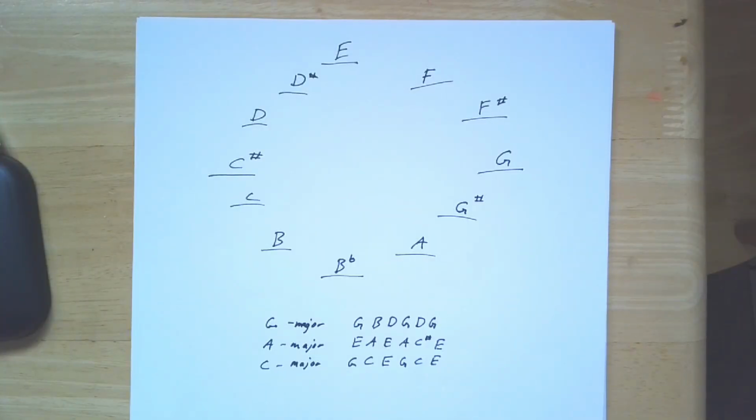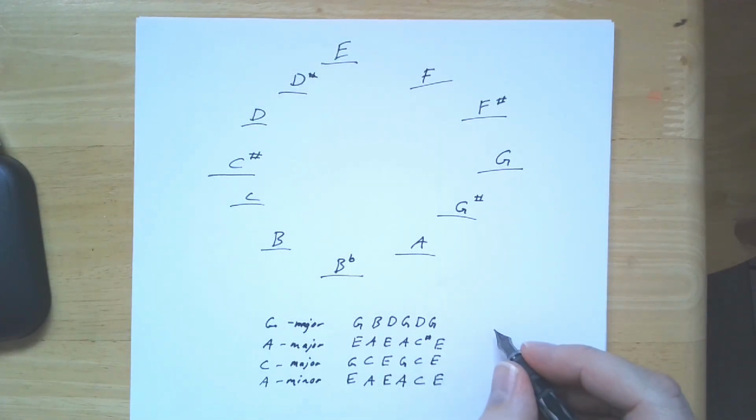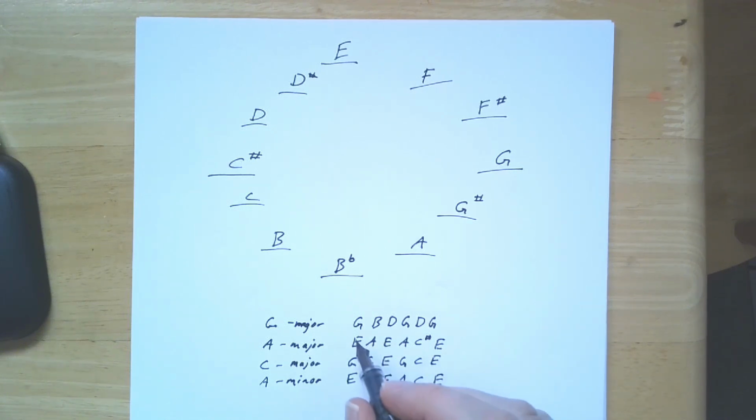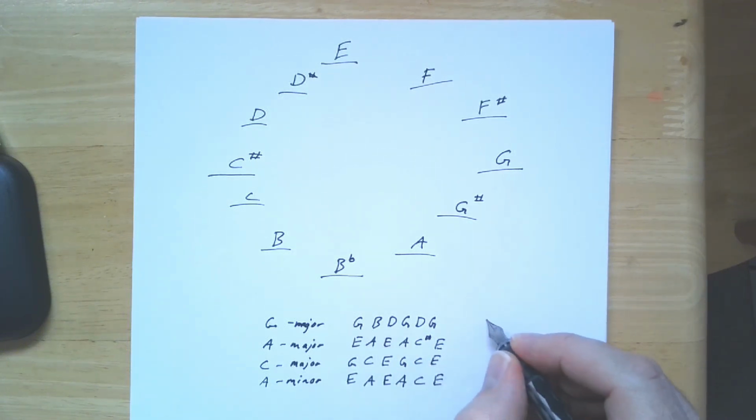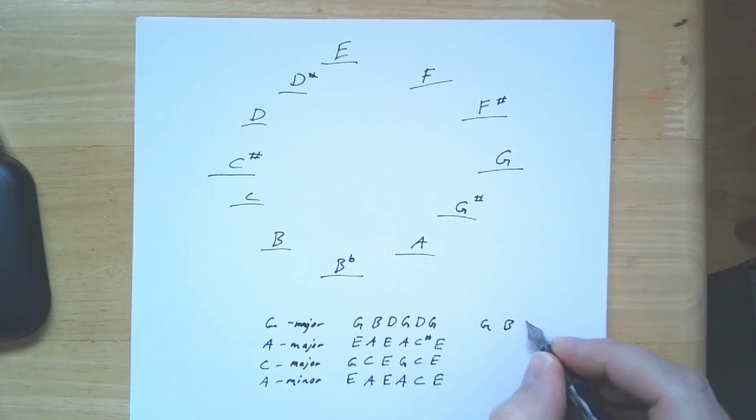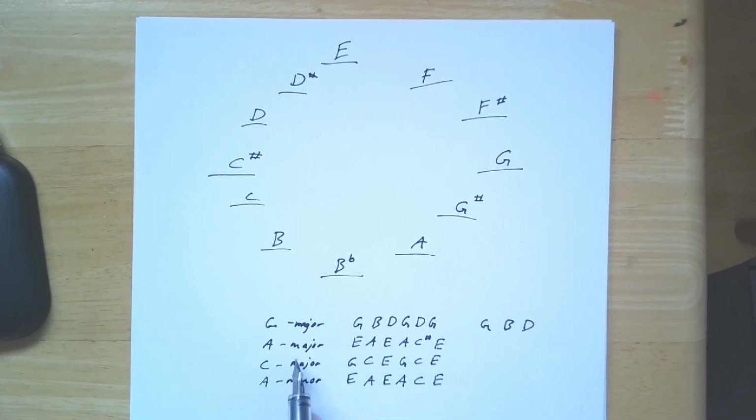Okay, reshooting this video because I had a difficulty, but we just did A minor. So A minor is E, A, E, A, C, and E. All right, let's write down over here the notes that were in each chord. This G major: G, B, and D. A major: those have got As, C sharp, and E.